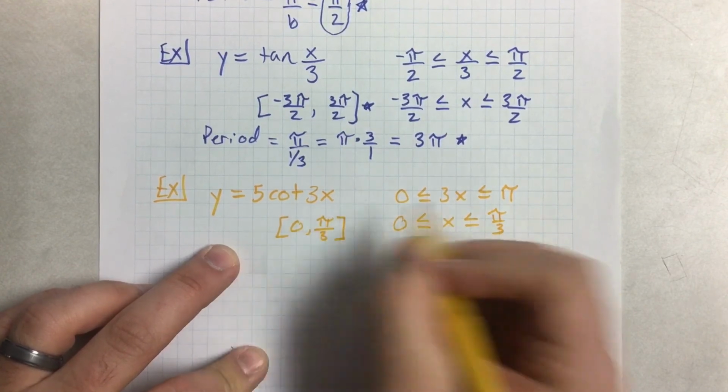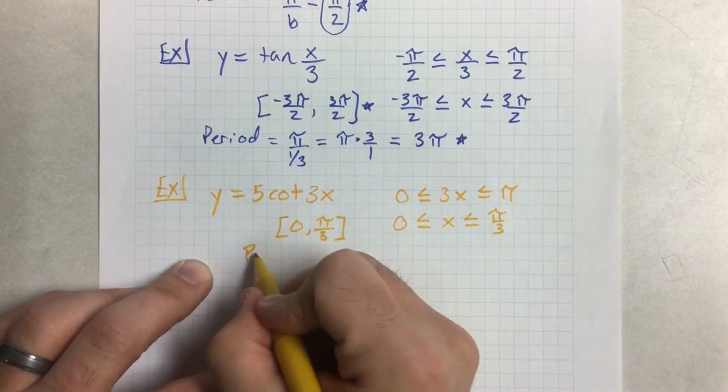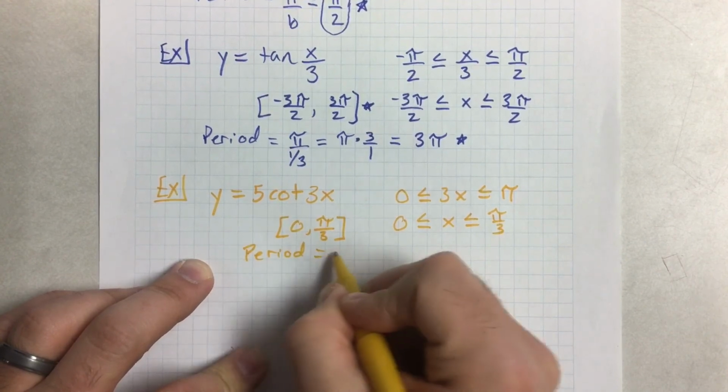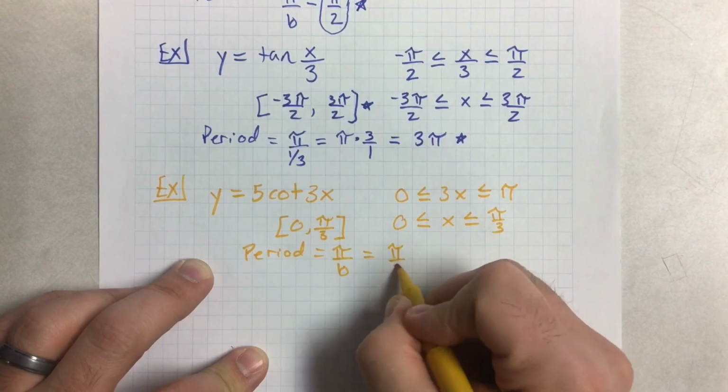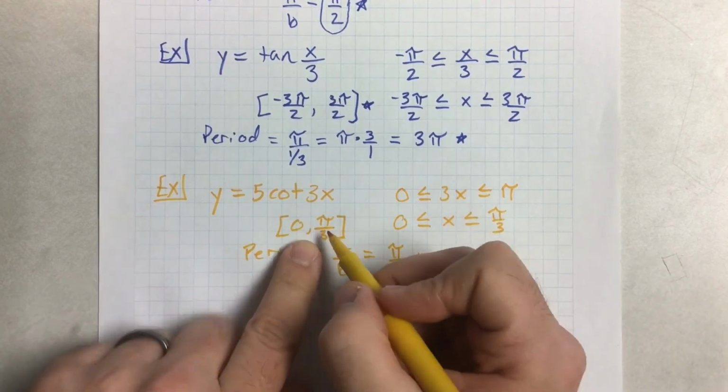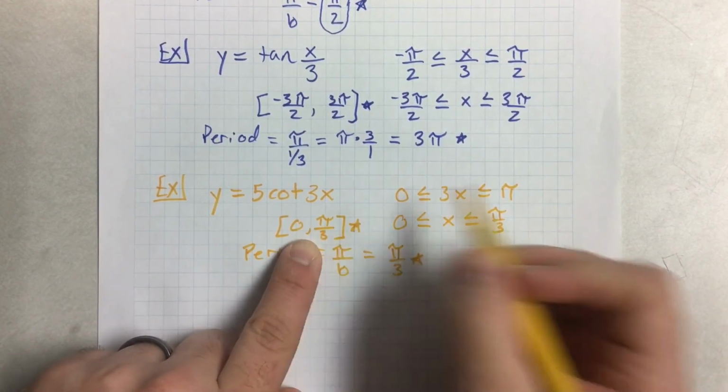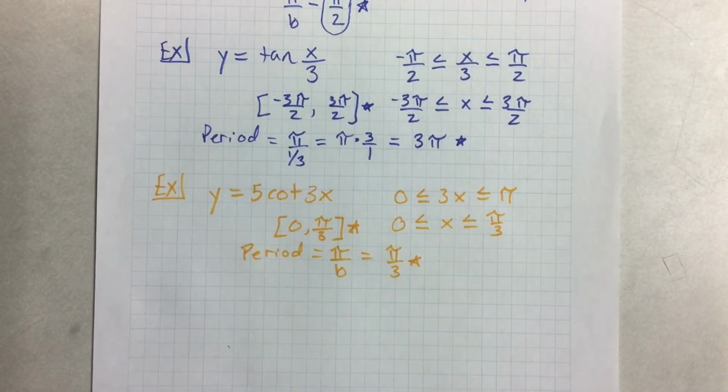And we find the period the same exact way as tangent: pi divided by b. B is 3 in this situation, so our period length is pi over 3, and we can actually see that from the interval. It's easier to see when our interval starts at 0. And obviously, I left the 5. The 5 is the amplitude, guys, and you should know that by now.